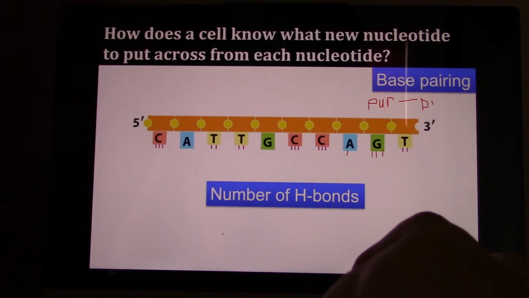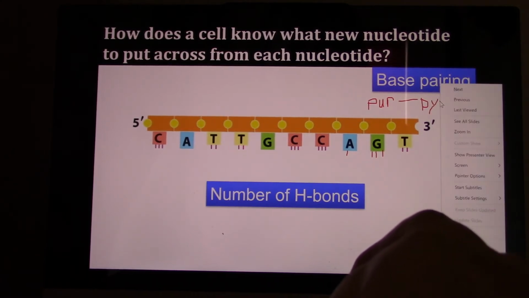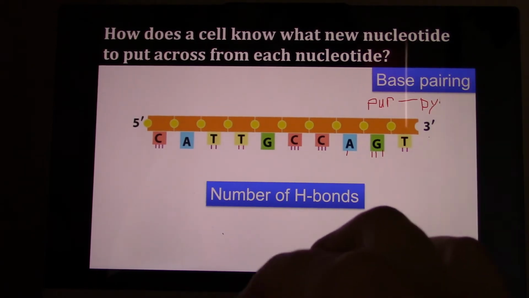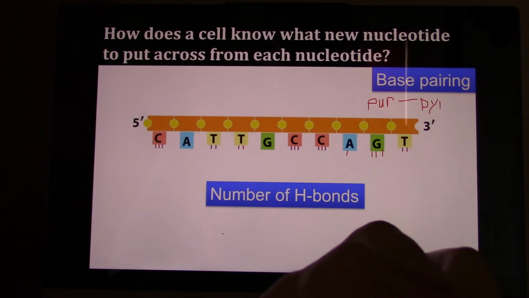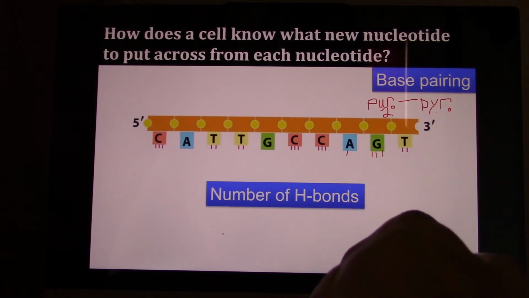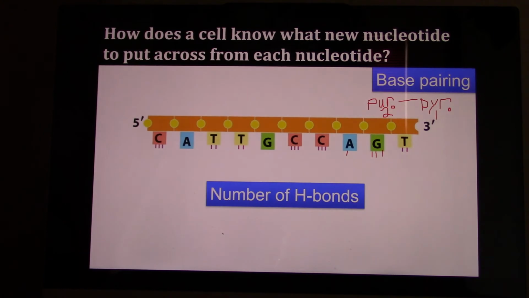And that's significant because the purine is going to have 2 rings to its structure, and the pyrimidine is only going to have 1. So when we've got the base pairing, we've always got 2 plus 1 equals 3. So we've always got 3 rings going across from one phosphodiester backbone to the other phosphodiester backbone. So it's an equal 3 rings all the way down the DNA double helix.